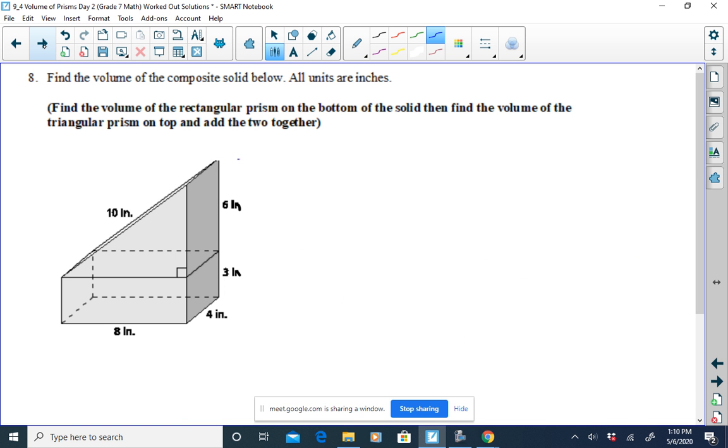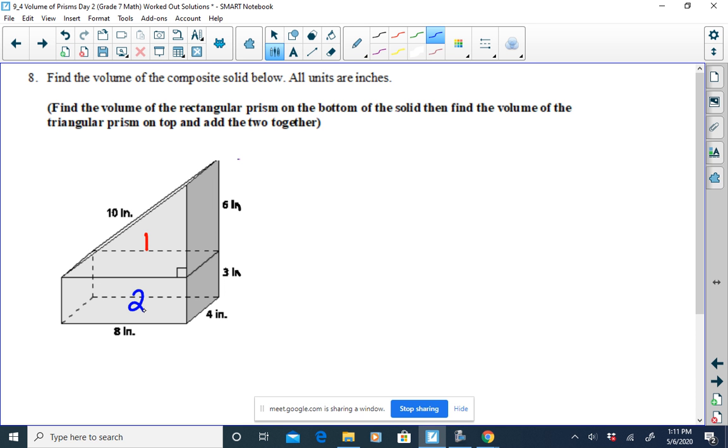Now, problem 8, another problem that I know is difficult, but I want you guys to be able to figure some of these things out. Now, this is what's called a composite figure. A composite figure is a figure that's made up of more than one figure. We're going to call this figure 1, and we're going to call this figure 2.